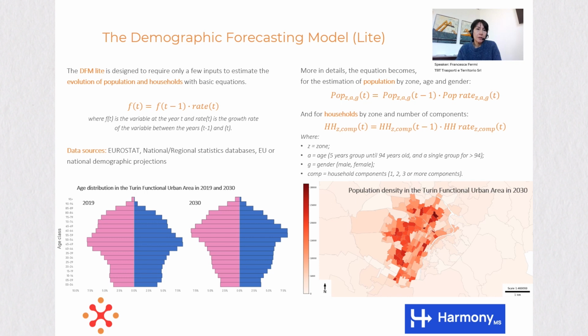At the bottom of the slide, you can see some examples of the outputs of the model, which has been applied for Turin. On the left, the age distribution by gender in 2019 and 2030, and on the right, a map representing population density.